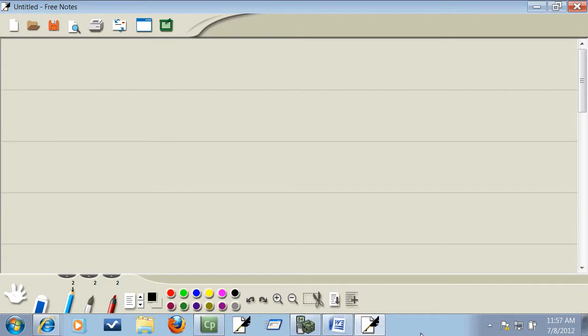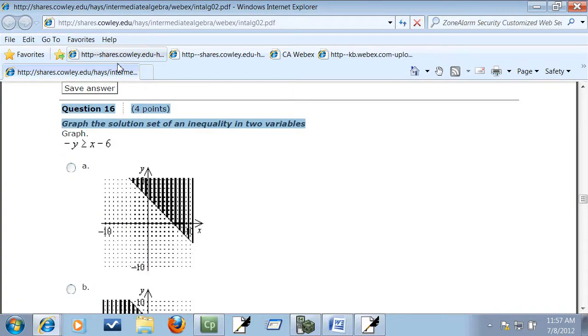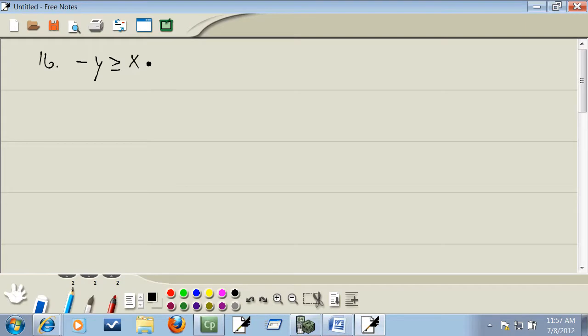This is number 16. Negative y is greater than or equal to x minus 6. Well, we want to get y by itself, so we're going to divide both sides by negative 1. Negative divided by negative is positive. X divided by negative 1 gives us a negative x. And negative 6 divided by negative 1 gives us a positive 6. Now, since we divided everything by a negative, we're going to flip our greater than or equal to a less than or equal to.